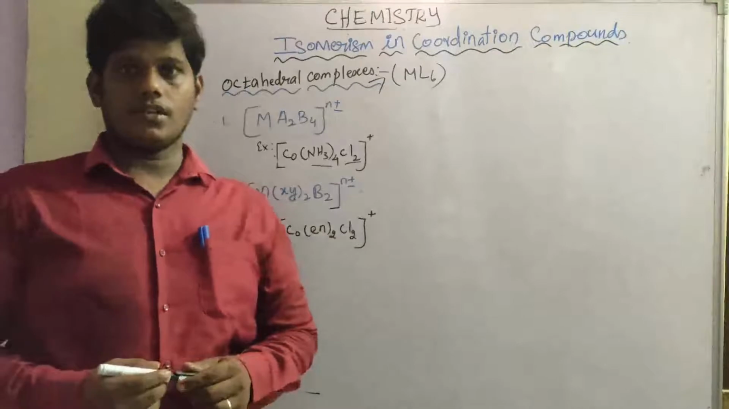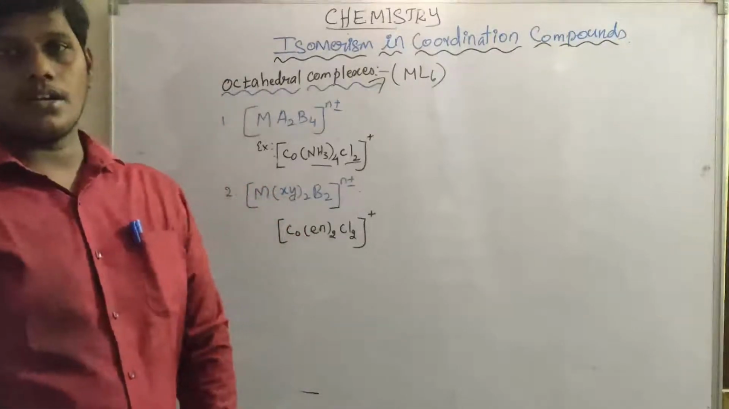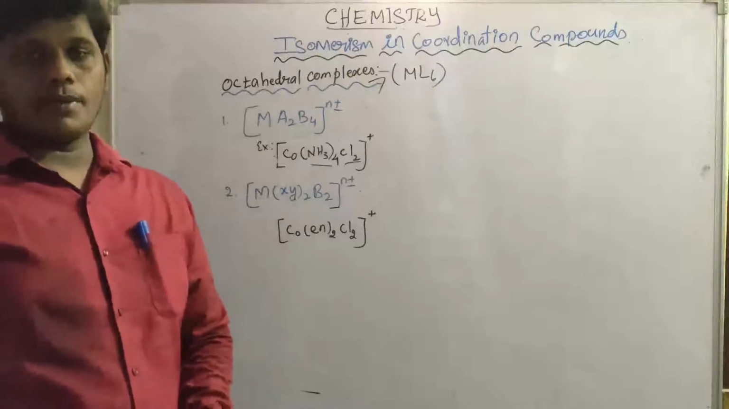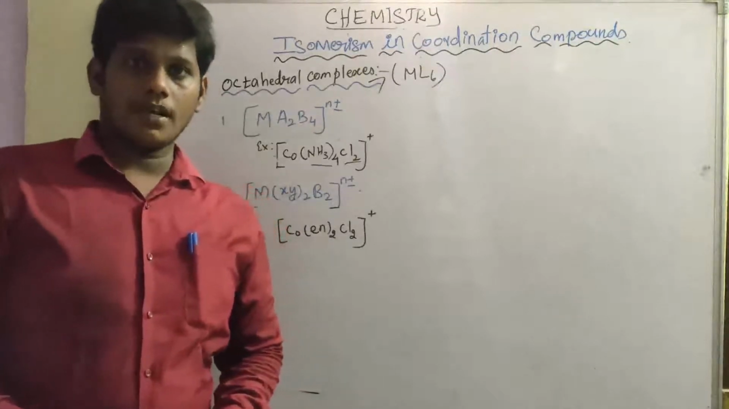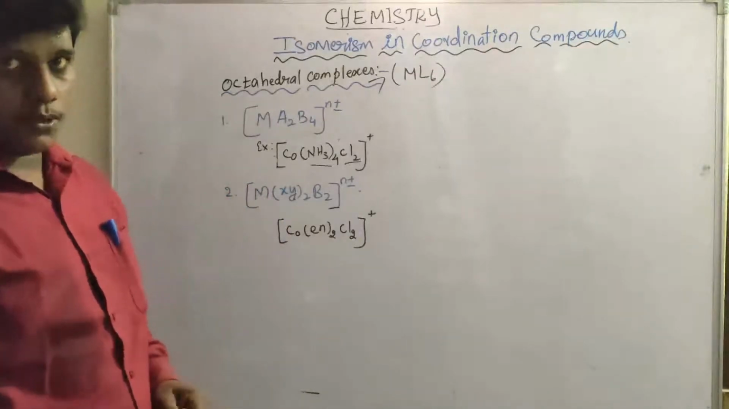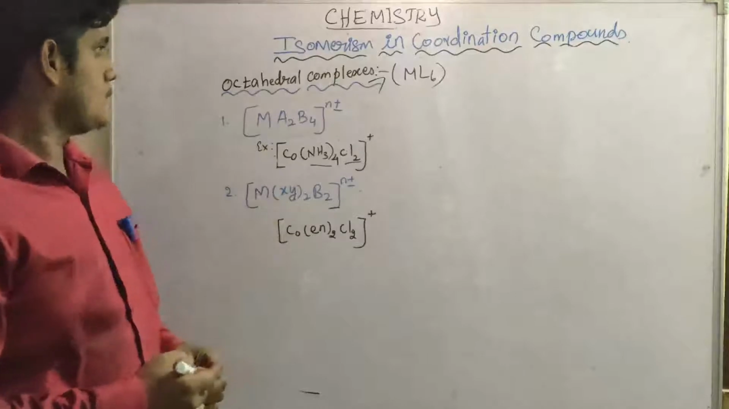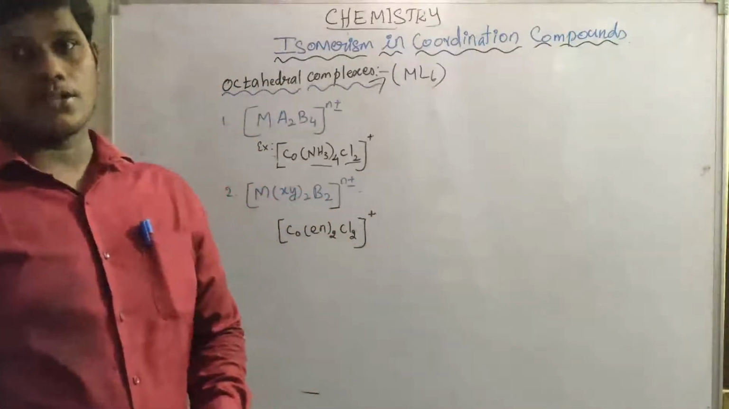Now we are studying coordination compounds. The topic is octahedral complex. In our previous video, we studied isomerism in square planar complex. Based on this concept, now we discuss octahedral complex. Octahedral complexes exhibit cis and trans isomerism.